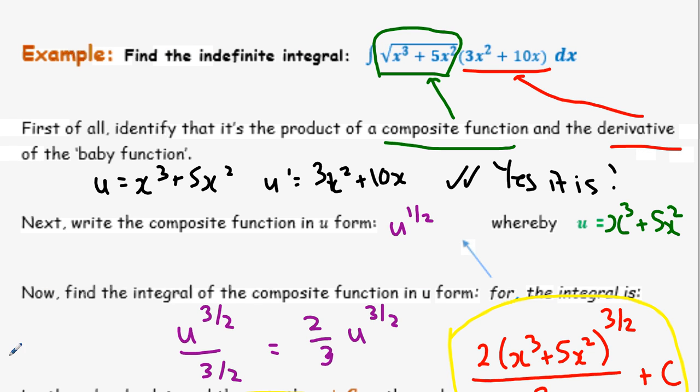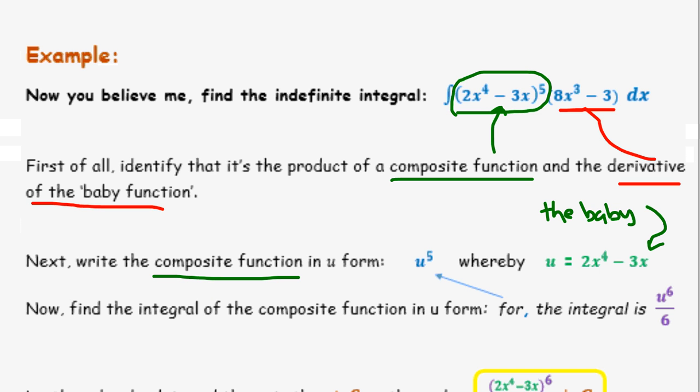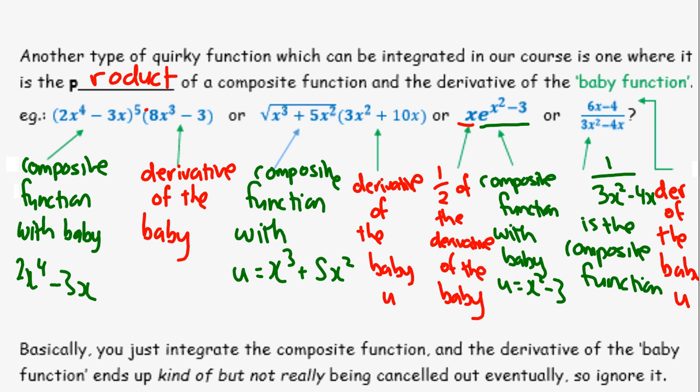So do you remember being back to whichever page this was, where we did some horrible proof? Another type of quirky function which can be integrated in our course is one where it is the product of a composite function and the derivative of the baby function. These were some examples. Here's the composite function. What's the derivative of the baby? Yeah, it's that.